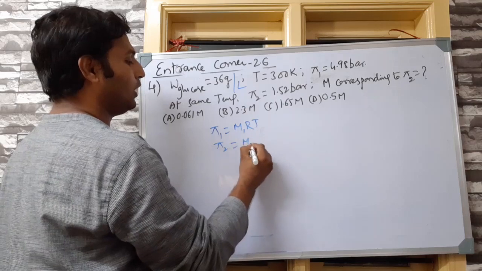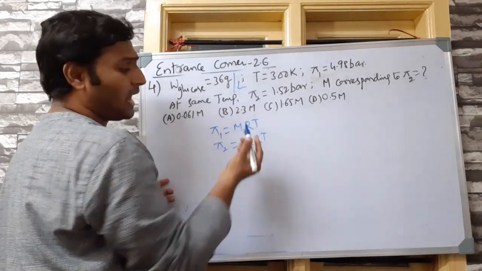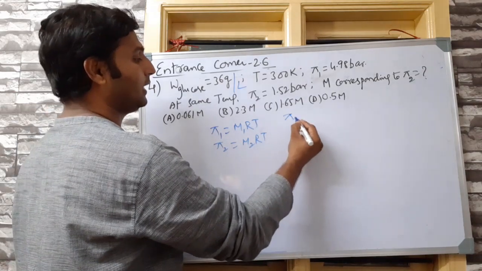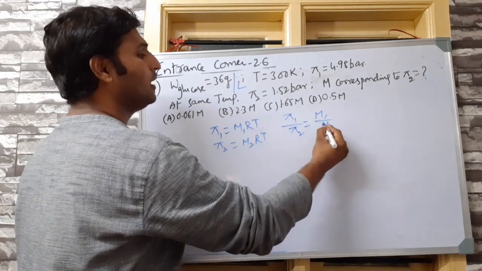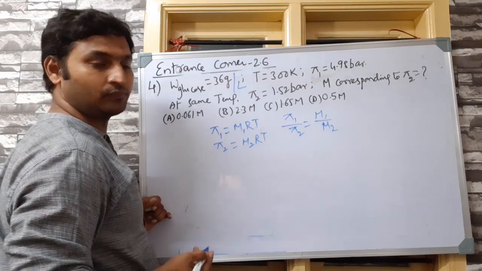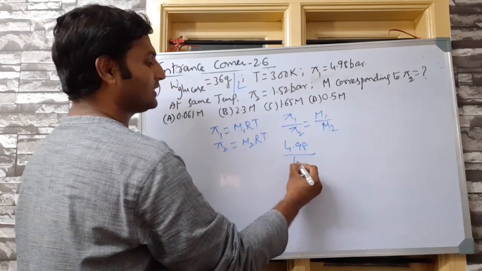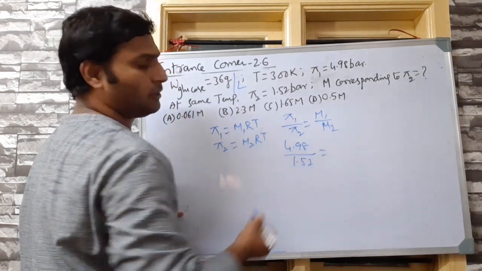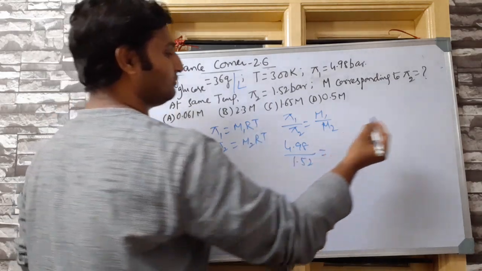Pi 2 should be equal to M2 into RT, because he said temperature is same and R is anyhow constant. So if you cancel them, you will end up getting pi 1 by pi 2 is equal to M1 by M2, because pi is directly proportional to concentration and temperature he said is constant. Now, pi 1 he has given 4.98, pi 2 he has given 1.52. Now if you could find M1, you can find M2. Correct? Now only thing is you need to get M1 first.